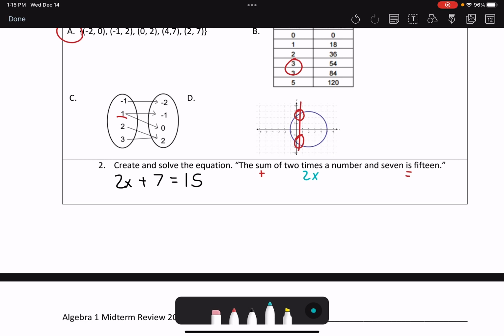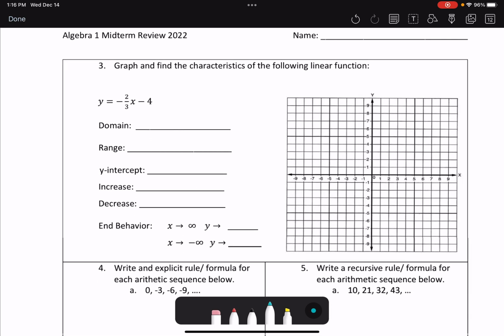Now we just need to solve it. My first step is to subtract 7 on each side, which leads me to 2x equals 8. Then divide by 2. So x is equal to 4. Let's go on to the next page.